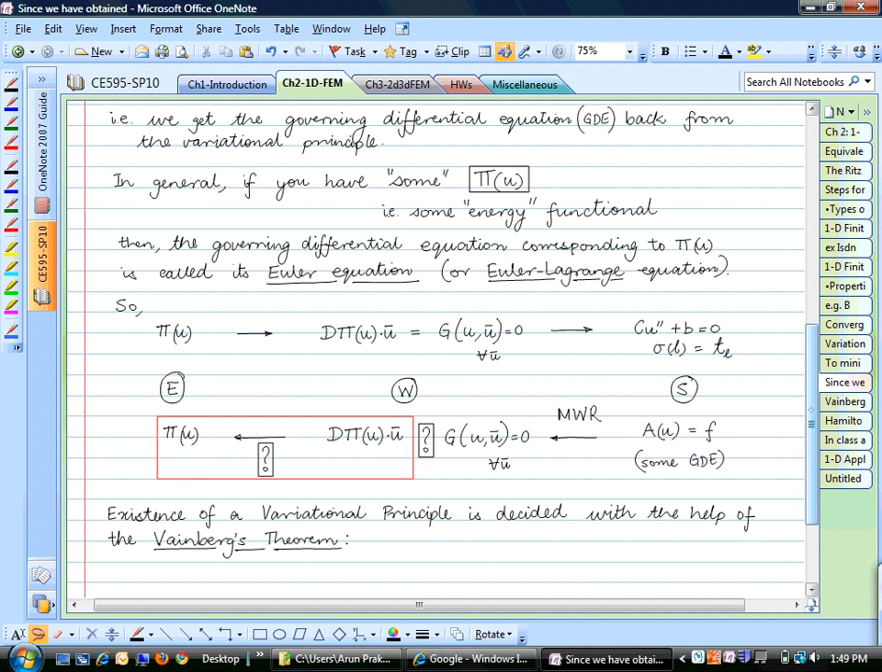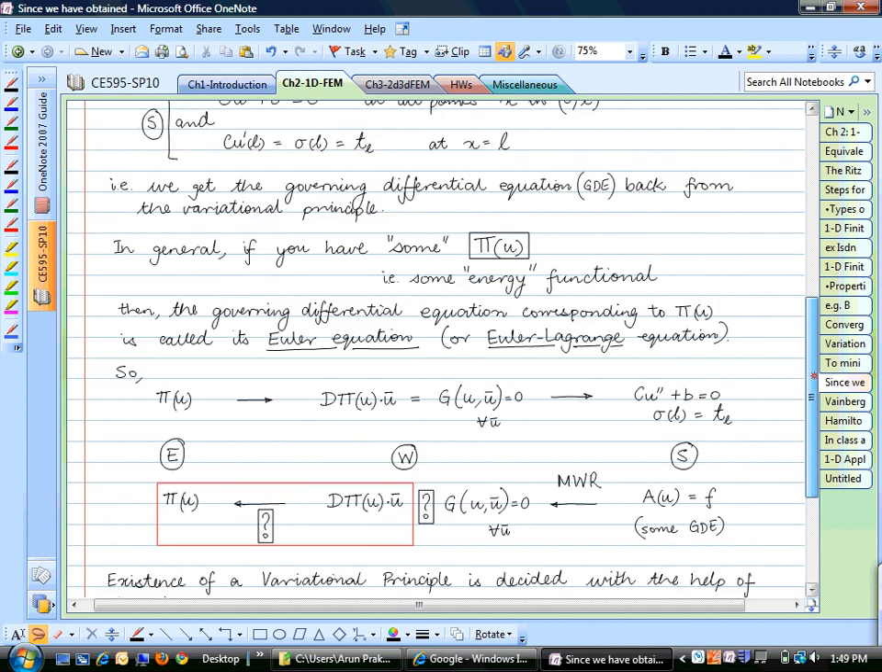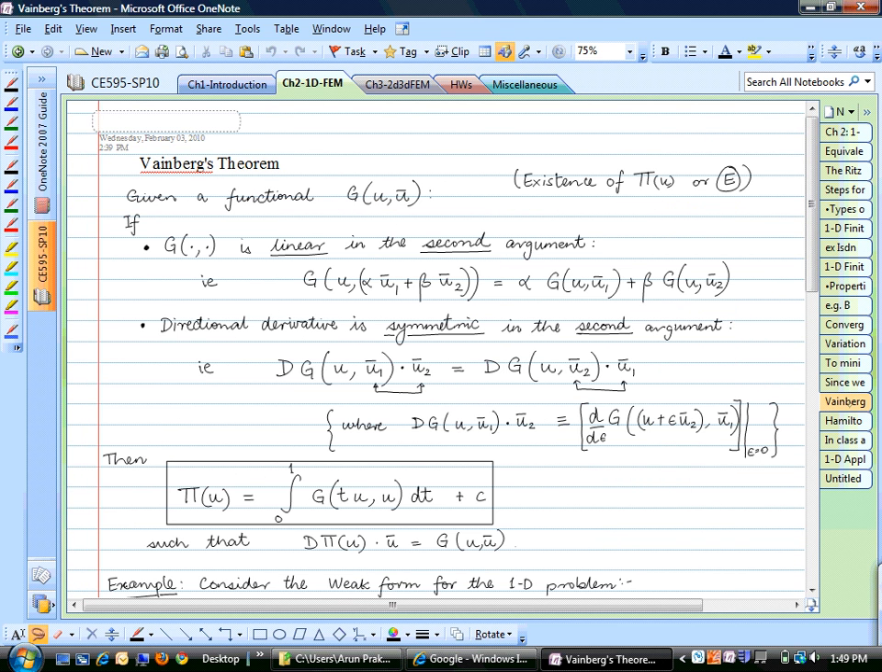Okay, but anyway, so to decide whether this potential energy functional exists, we need this Weinberg's theorem. And let's take a look at this Weinberg's theorem. So if you take a look at the last page of the handout, there is an in-class assignment that we'll do towards the end. And that is basically the application of this Weinberg's theorem. So if there's anything that's not clear, just let me know right now, okay?